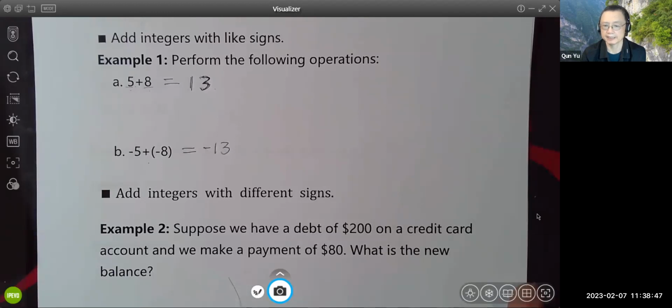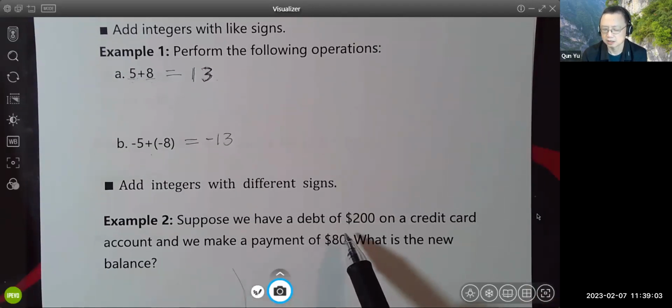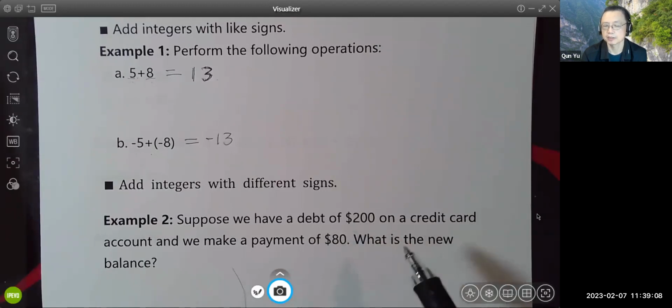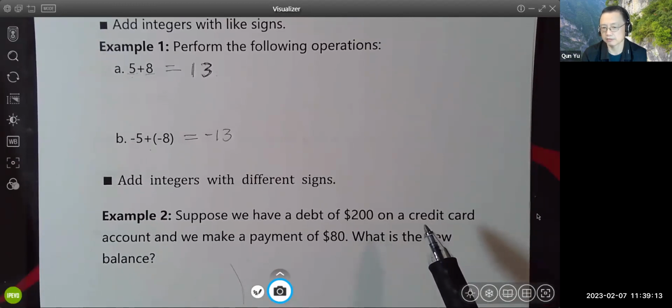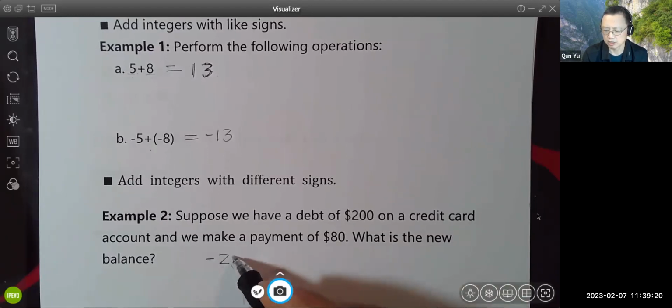Suppose we have a debt of $200 on a credit card account, and we make a payment of $80. After the payment, what is the new balance? So let's solve this. First, since we want to use integers to represent these numbers, the debt will be represented by a negative number, and the credit will be represented by a positive number. So originally, we have $200 debt.